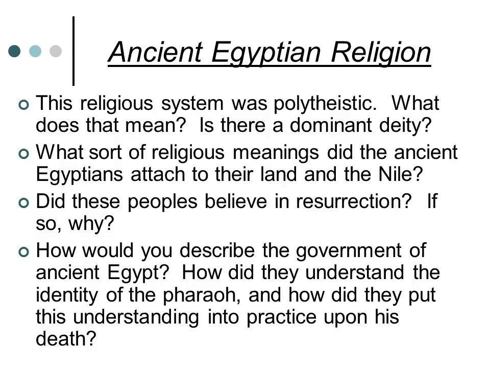On a related topic, what sort of religious meanings did the ancient Egyptians attach to their land and to the Nile? How might the answers to these questions help us understand how ancient Egyptians attempted to understand the physical world around them through religious means?